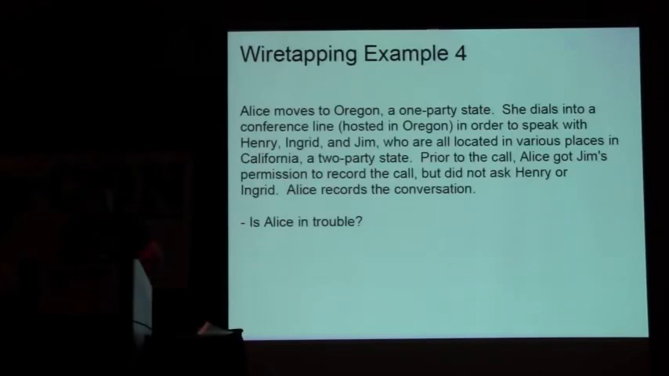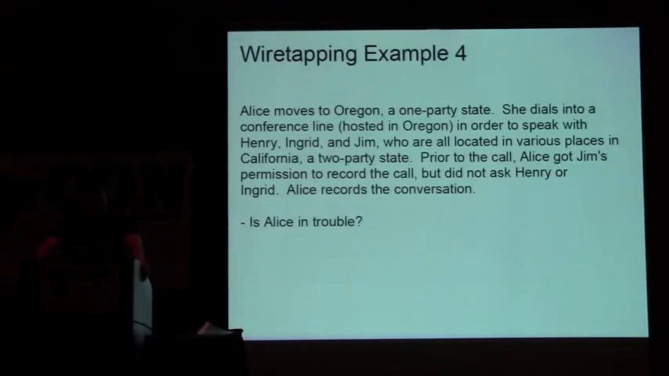Finally, Alice decides she's had enough of Michigan, moves to Oregon, which is a one-party state. She dials into a phone conference line in order to speak with 3 other people who are all in California, which is an all-party state. I put 2-party, but it's an all-party state. So prior to the call, she gets one person's permission to record the call, but not the other 2. And she records the conversation. She wiretaps the conversation. Is she in trouble? Because now she's located in a one-party state, but everybody else is in an all-party state, and she didn't ask everybody else's permission. The answer is she's probably not in trouble.